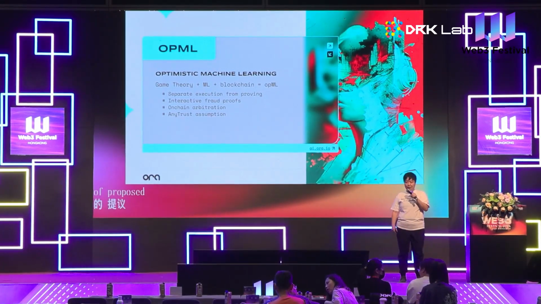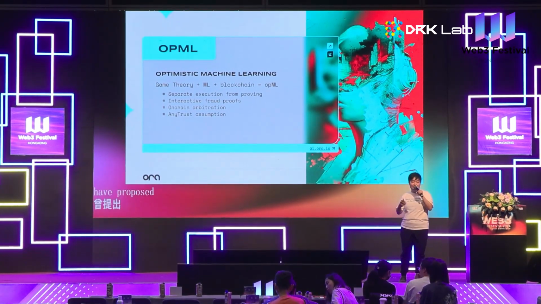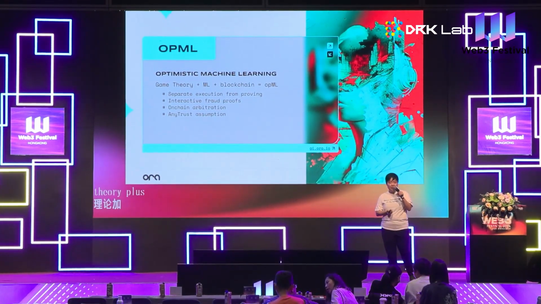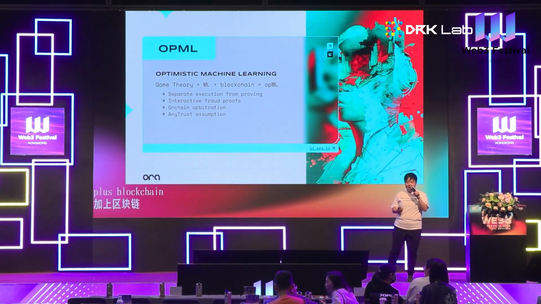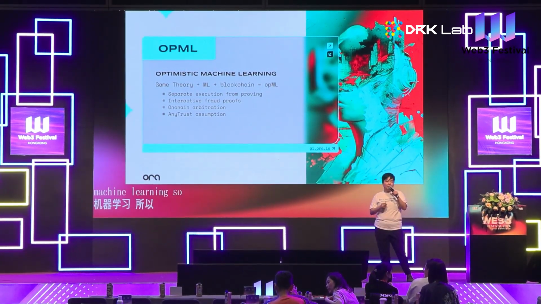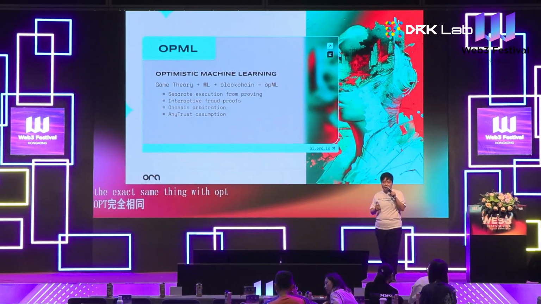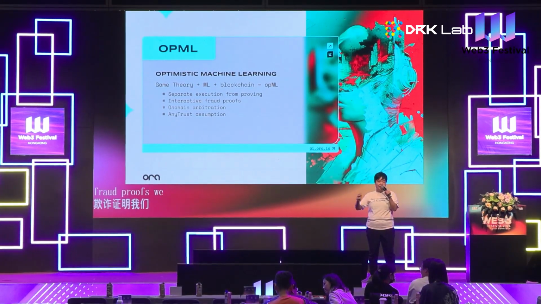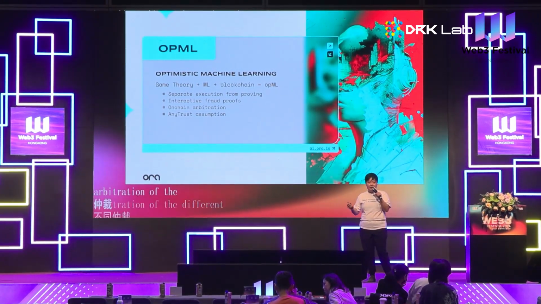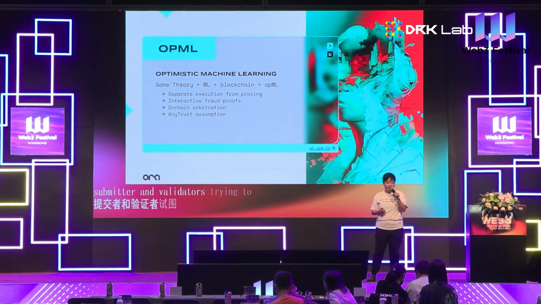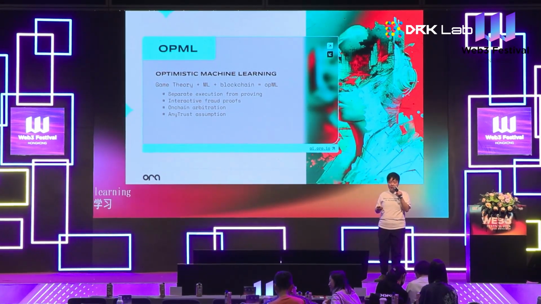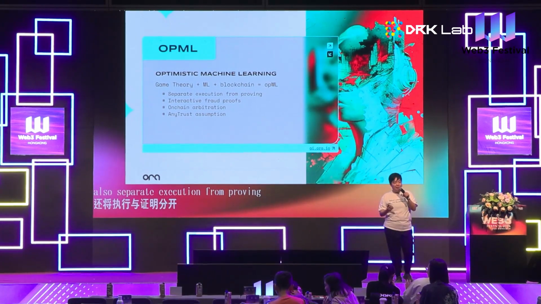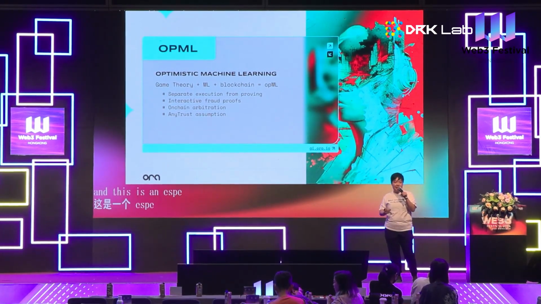Right? So we have proposed, well, if we merge game theory plus machine learning plus blockchain, we get optimistic machine learning. Essentially, it's the exact same thing as optimistic rollup, where we can have interactive fraud proofs. We can have on-chain arbitration of the different submitters and validators trying to submit different machine learning results. And in our particular design, we can also separate execution from proving.